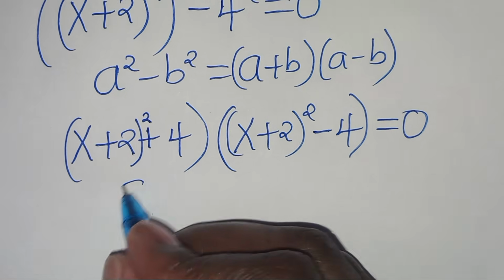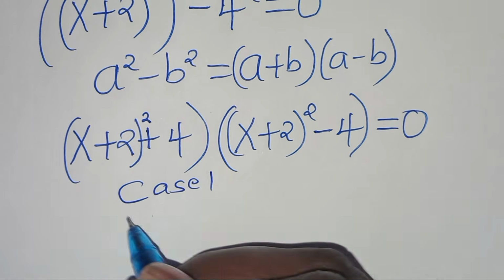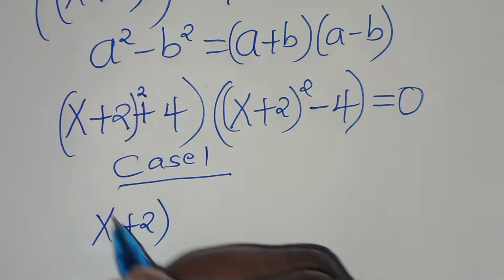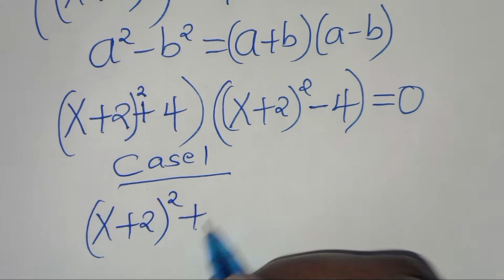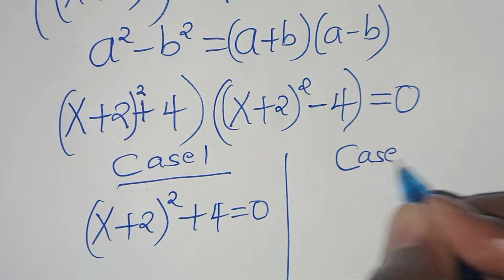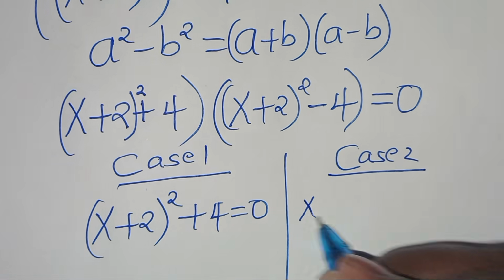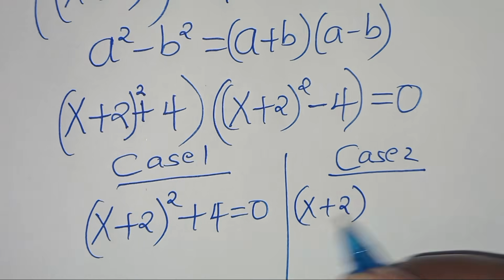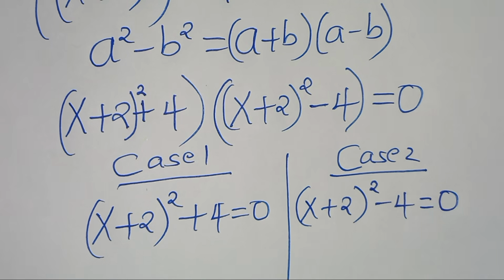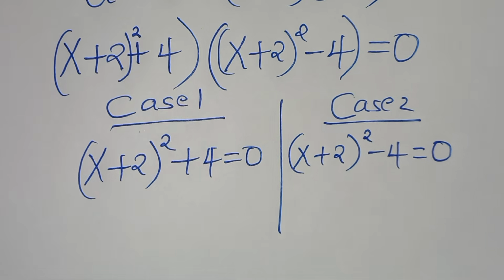So we have got two cases here. Case 1 is (x+2)^2 + 4 equal to 0, and case 2 is (x+2)^2 - 4 equal to 0. Now let's start with case 1.